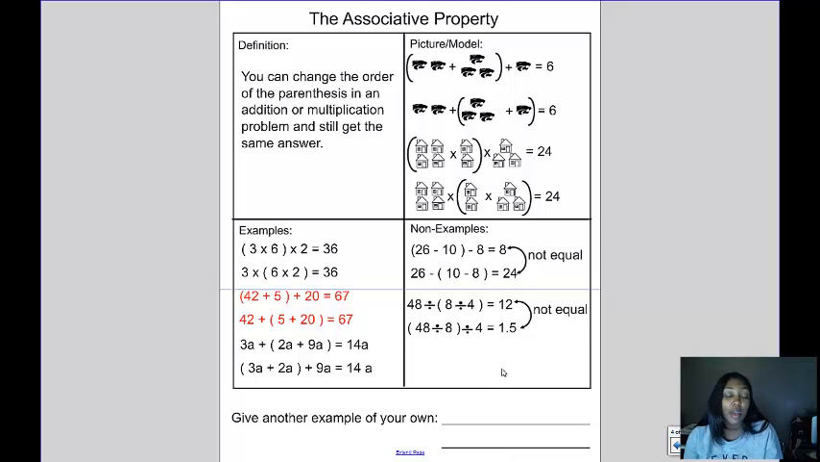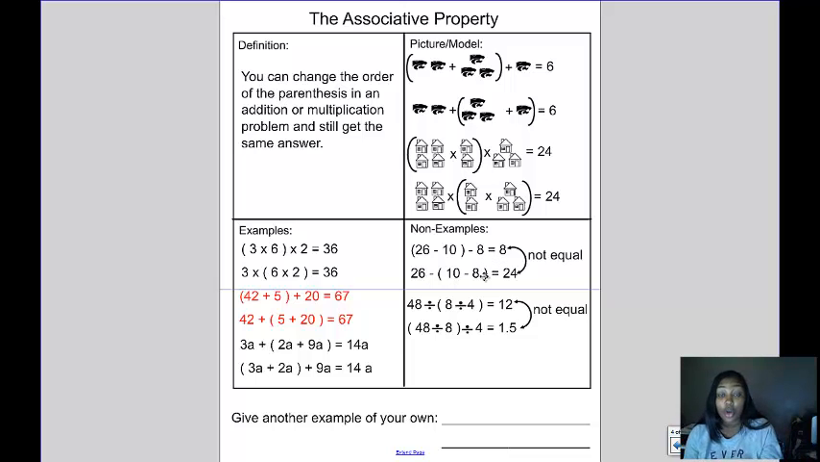Non-examples, again, would be subtraction and division. If you have subtraction and division and you change the parentheses, it will change your answer. So let's look at this first one. If I do 26 minus 10 minus 8, first I have to do what is in parentheses. I have to do 26 minus 10, and that gives me 16. And then 16 minus 8 equals 8.